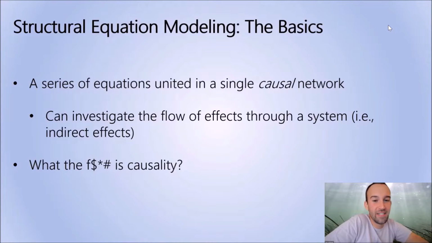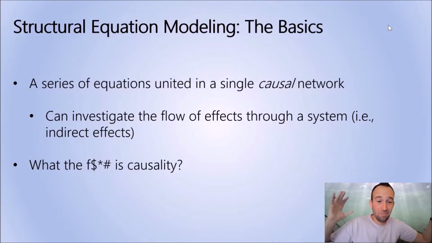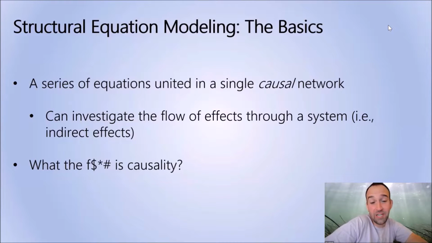But you'll notice here that I've said that these variables are united in a single causal network, which raises the idea of what the bleep is causality. And this is an incredibly complicated question, and one that's far beyond the confines of this talk. I would actually wager that I'm still trying to wrap my brain around what causality means, both in terms of its definition, but also its potential application.